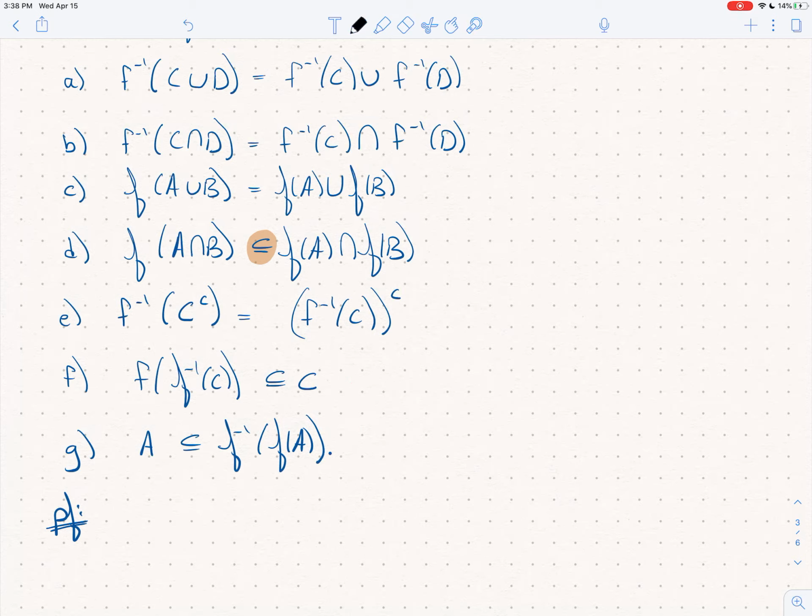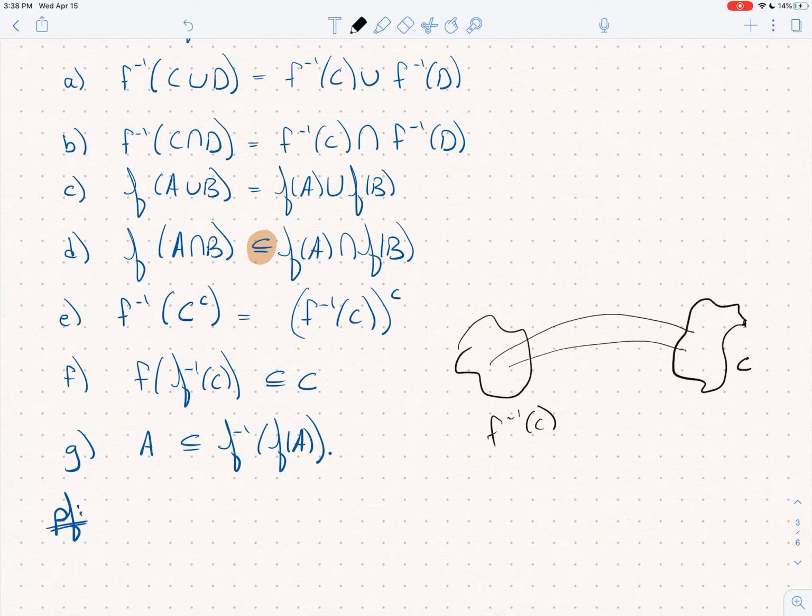Let's draw a little picture just for part F. Maybe here's your C, and here's the preimage of C. Certainly when you plug everything in the preimage in, you're going to land over here in C. There's no doubt that F of the preimage is contained in C. But you might not hit all of C. There could be some things in C, like over here, that don't ever get hit. And so that's why it's containment, not equals.